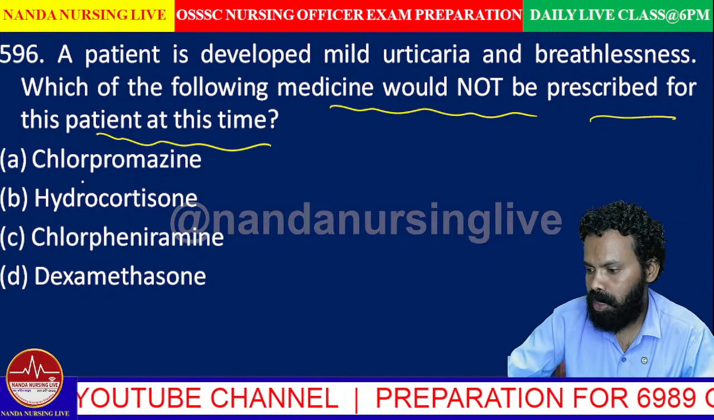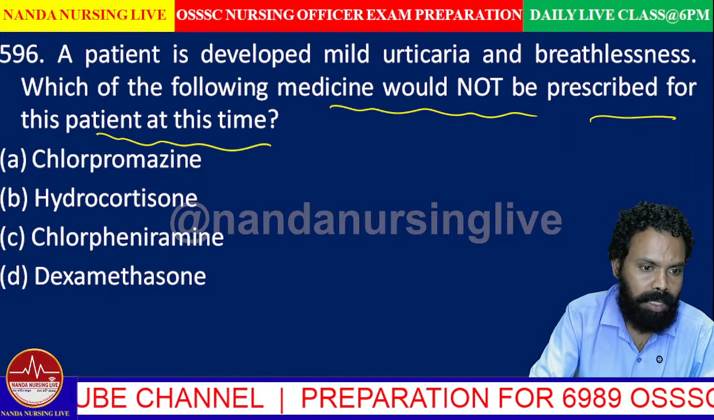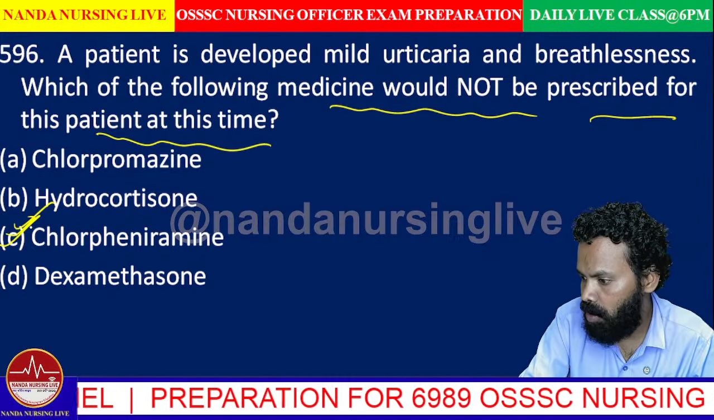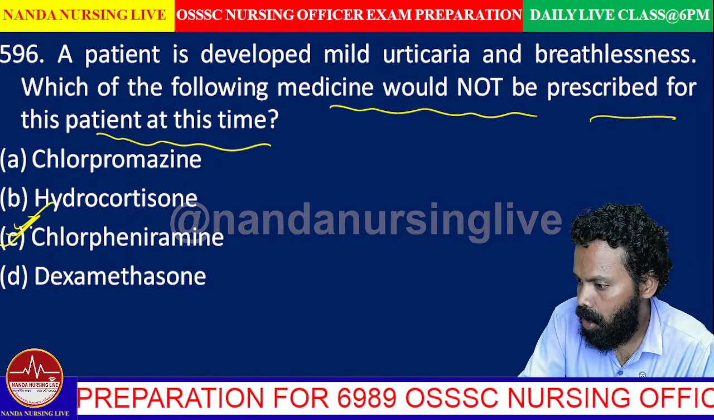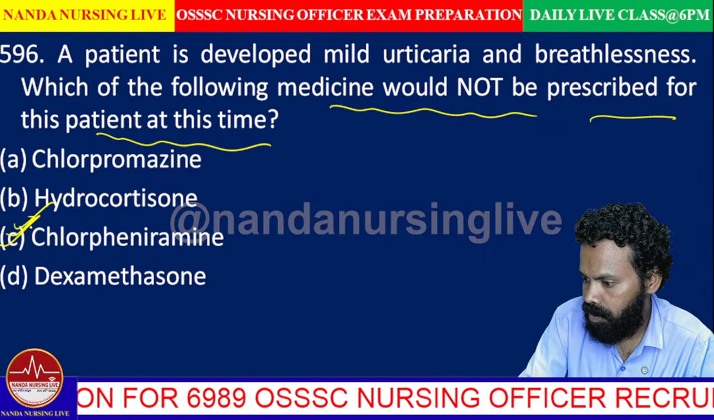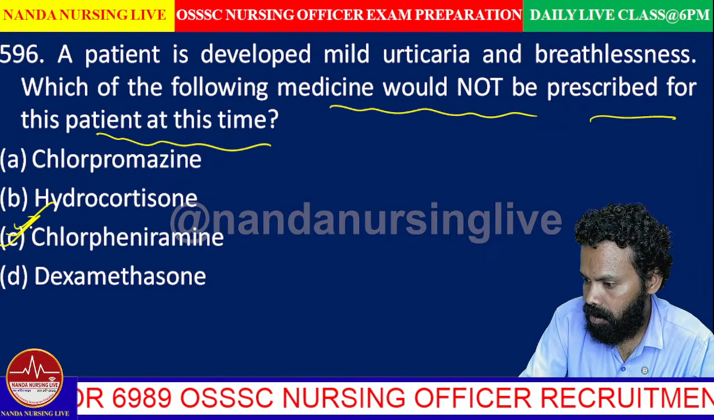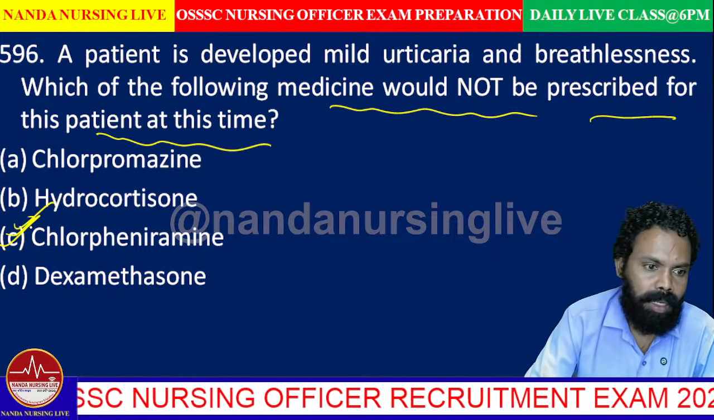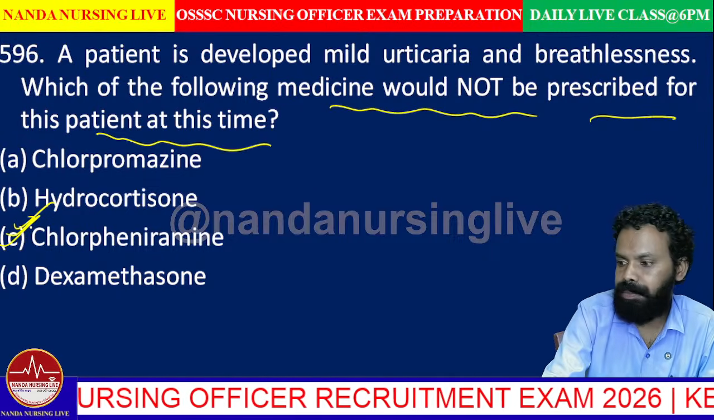So which option is the correct answer, beta? The correct answer is chlorpheniramine. So option C is the correct answer. In a patient who develops mild urticaria and breathlessness, chlorpheniramine should not be prescribed. Right? Option C is the correct answer, beta.